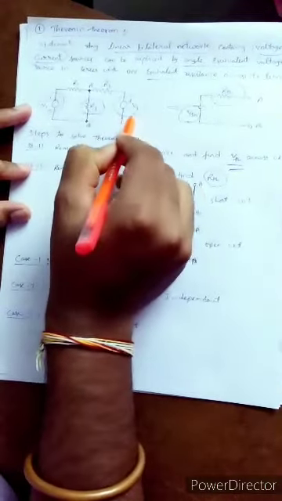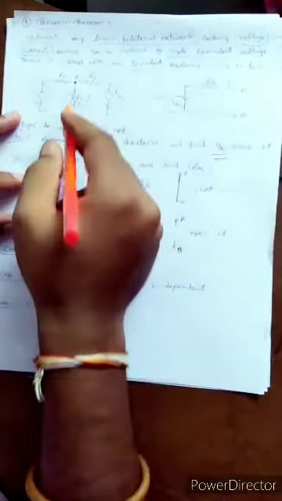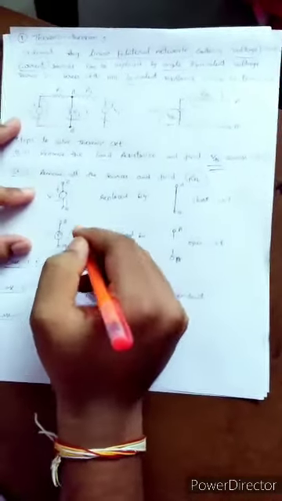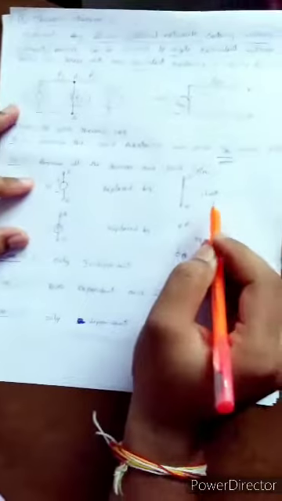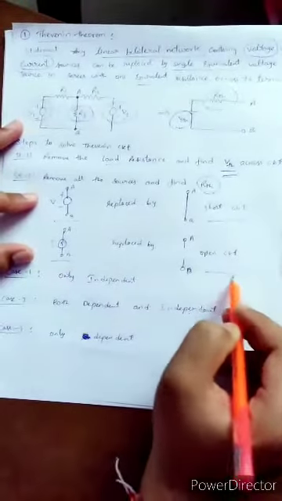Here the voltage sources are there. After removing the voltage sources, we will have the circuit. In that circuit, we should find the equivalent resistance. And also, if we have a voltage source, it will be replaced by a short circuit. And if we have a current source, it will be replaced by an open circuit.